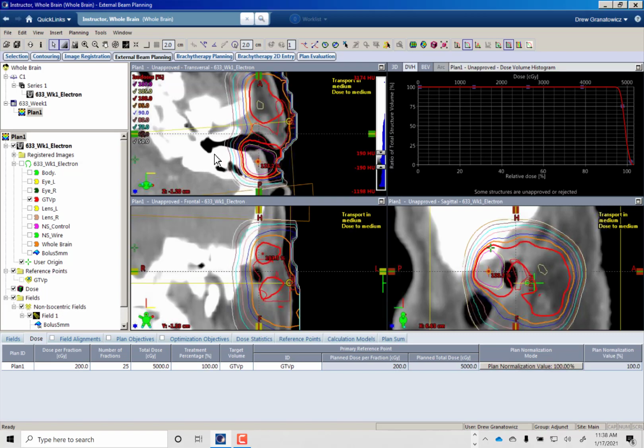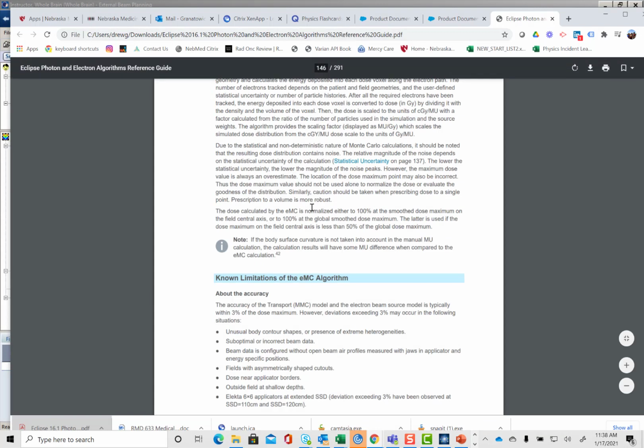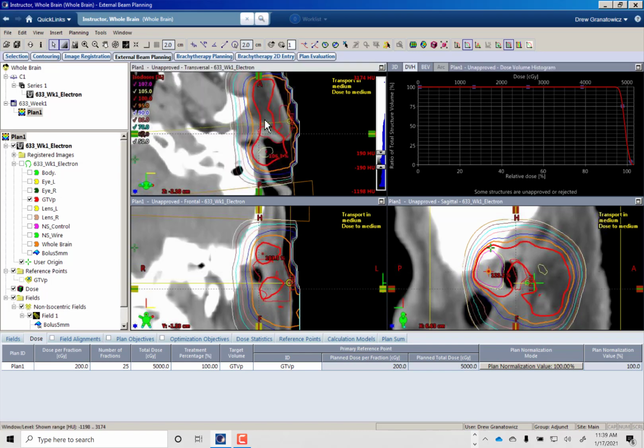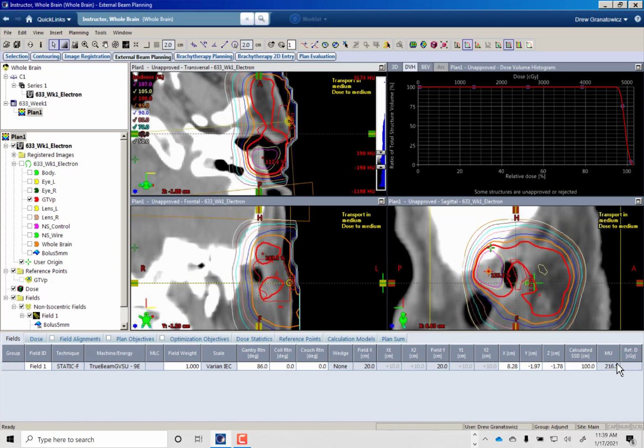So what Eclipse is doing is, let me bring this down here. It's normalizing to get 100% at the dose maximum on the field central axis, okay? So at our central axis, at our isocenter, so right here, it's getting 100% on that line. So on this yellow line on our central axis, it's normalizing or getting the amount of monitor units necessary in order to put 100% there.